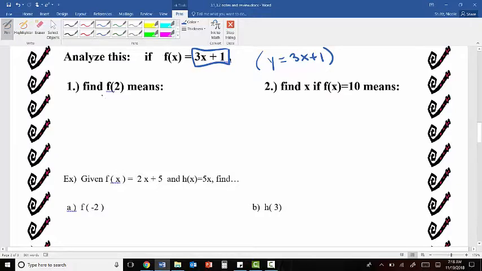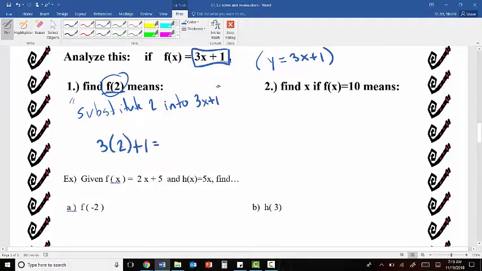So when you see f of 2, that's pronounced f of 2, not f times 2. That means, hey, I want you to substitute 2 into 3x plus 1. That's really what that's saying. But we're not going to write all these words. I'm just going to give you this, and I would expect you to understand that that's what I want you to do. And if you do that, it's really simple math. So you're going to get 7.